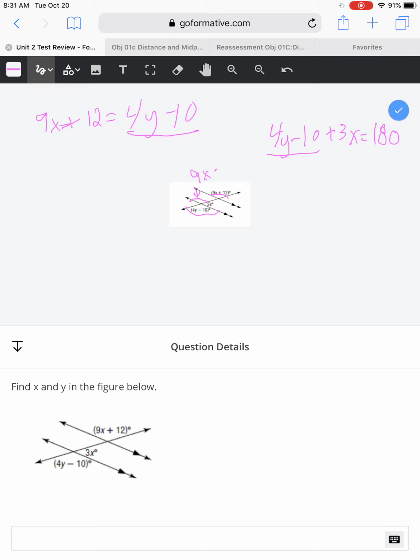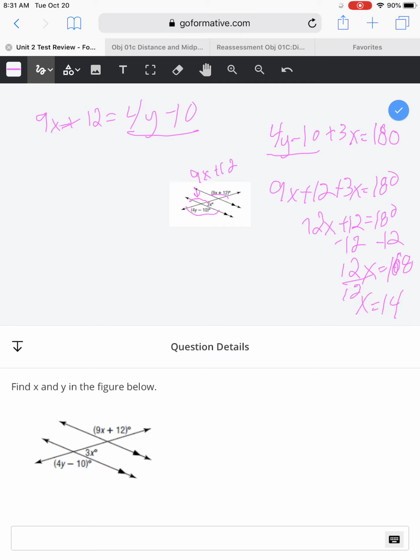I also could go down here. This angle is also 9x plus 12. So the same idea. I know that 9x plus 12 plus 3x is equal to 180. So that's 12x plus 12 is equal to 180. 12x is equal to 168. And so x is equal to 14 when I divide by 12.